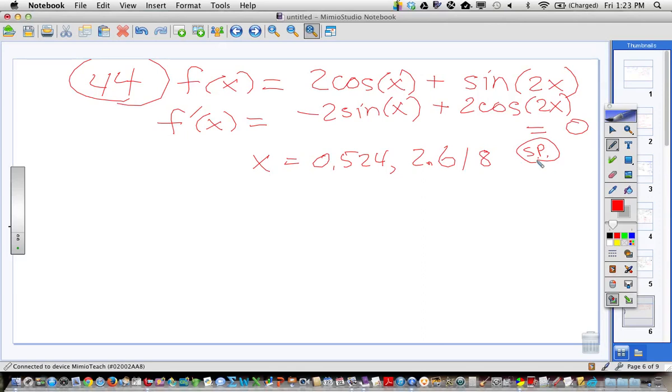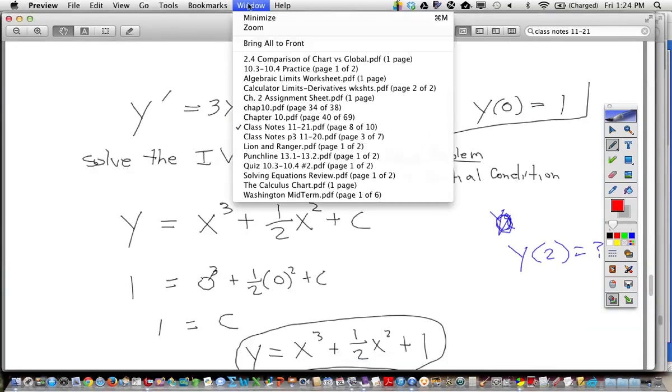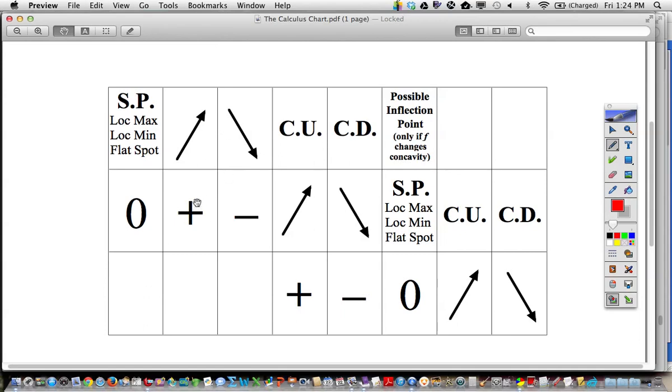Where is F decreasing? So what do I do for that? So how do I see where F prime is negative? Number line. If I want to see where F is decreasing, I want to see where F prime is negative. And so I do a number line.